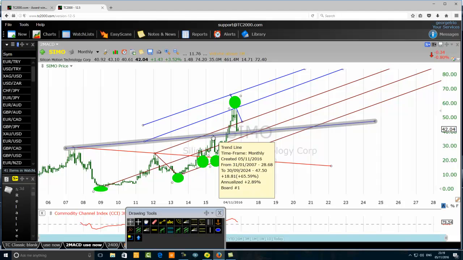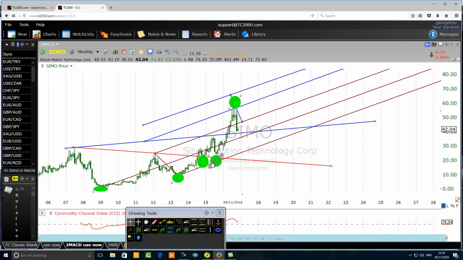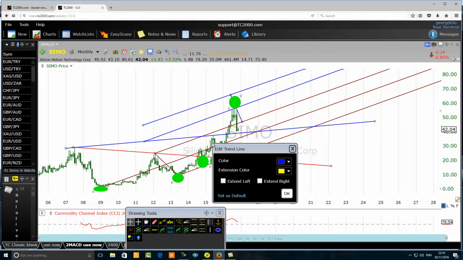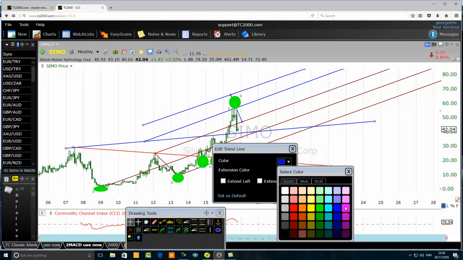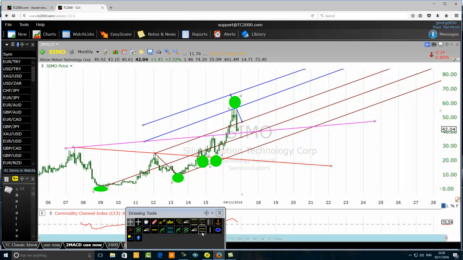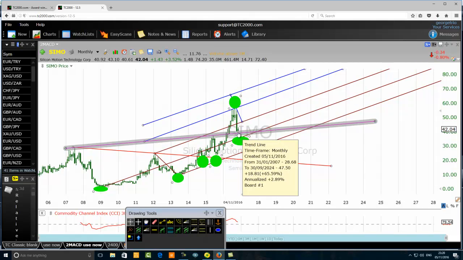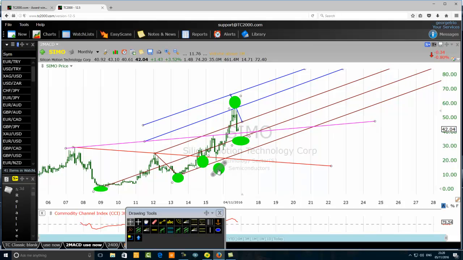Whenever you are using a Pitchfork Tool, combine it with the trend line. So now I have a new trend line here, which I'm going to color pink. You can see that the price again breaks above the pink line and is now trying to retest it. So we will be looking for a bullish trading setup, either on the edge of the Pitchfork Tool or on the edge of the pink trend line.